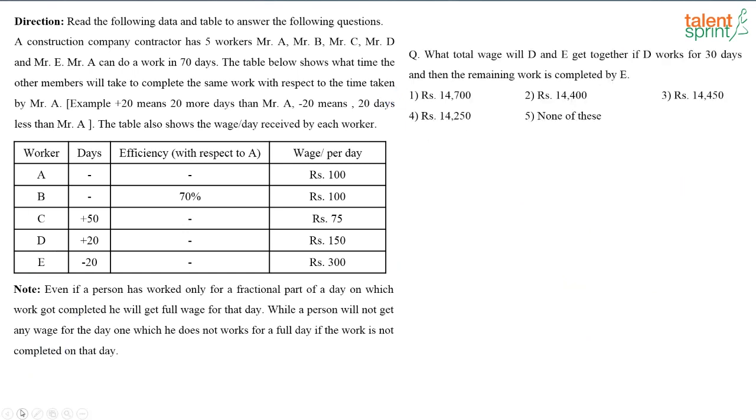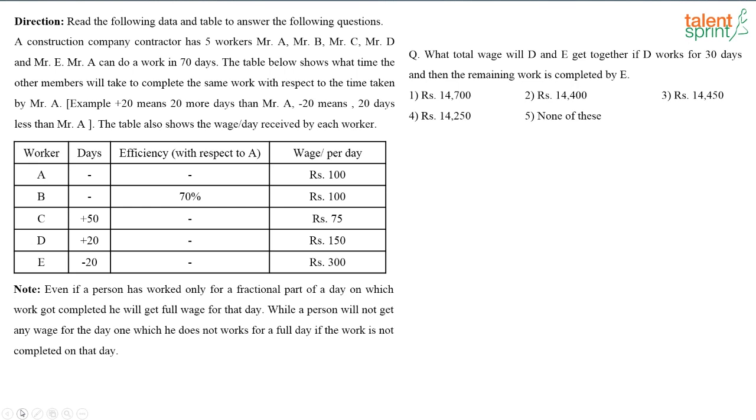Now let us look at the next question. What total wage will D and E get together if D works for 30 days and the remaining work is completed by E? Another thing you have to keep in mind when it comes to such data interpretation sets is that sometimes out of the 5 questions that are asked, 1 or 2 questions will be very easy to solve. So at least you can try that. It is not necessary that you have to try all the questions. 1 or 2 questions in a set will also be calculative. You can definitely give that a skip.